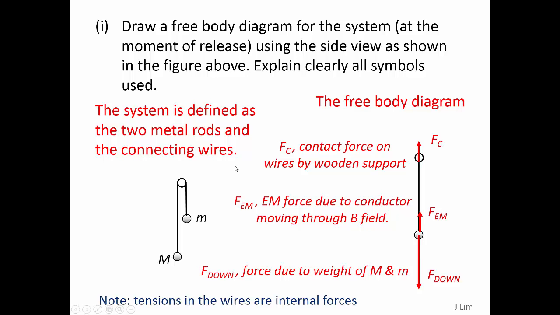The system here is defined as the two metal rods and the connecting wires. So the free body diagram looks like this. First, you have the contact force on the wires by the wooden support. Then you have an upward electromagnetic force due to the conductor moving through the magnetic field, and a downward force due to the weights of M and m, the two metal rods. Note that the tensions in the wire are internal forces and therefore not considered.